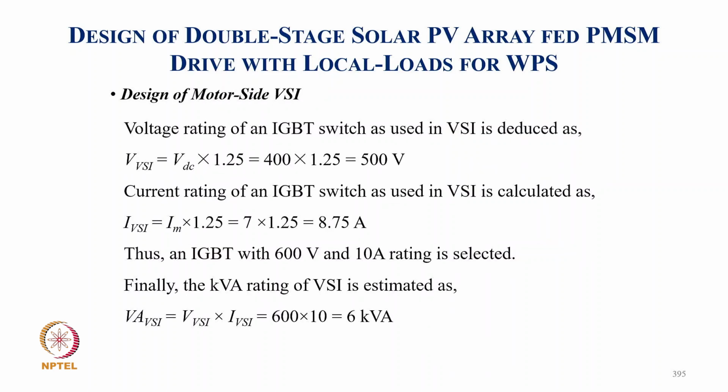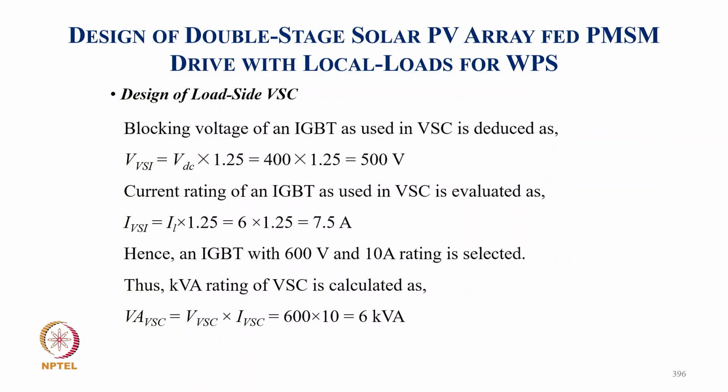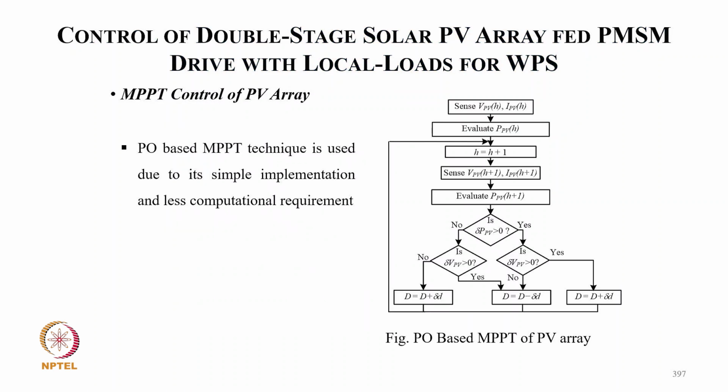So now coming to design of the motor side VSI. The voltage rating of the IGBT switch is calculated from V_DC, and it comes to 500 volt with safety, and the current rating of the IGBT is calculated with a factor of 2.75, so an IGBT of 600 volt, 10 ampere is selected. Finally the kVA rating of the VSI is selected, that is 6 kVA. The blocking diode of the IGBT used in the VSI is also 500 volt and current 7.5, and IGBT selected is 600 volt and 10 ampere, and the kVA rating of VSI is 6 kVA.